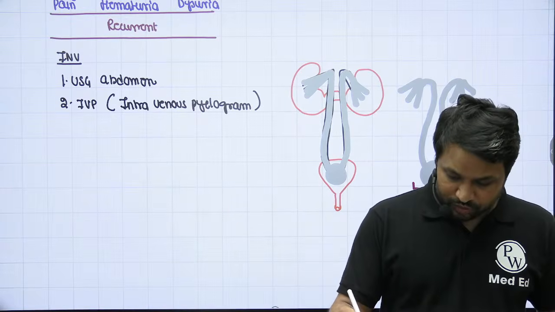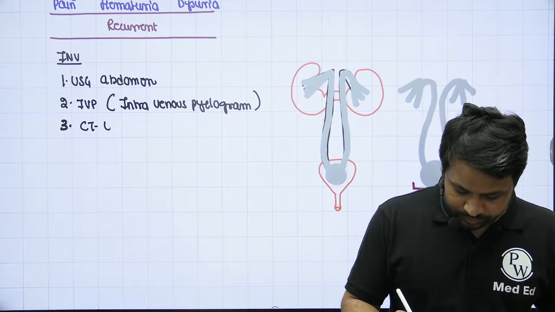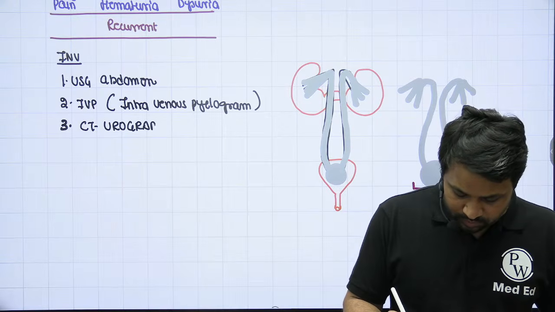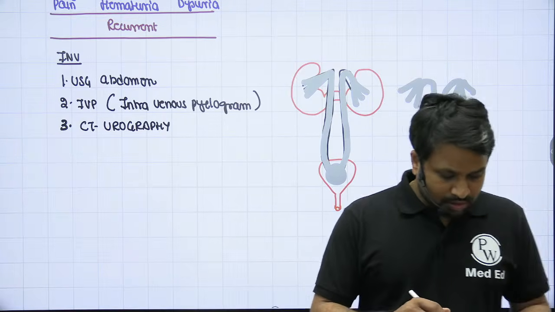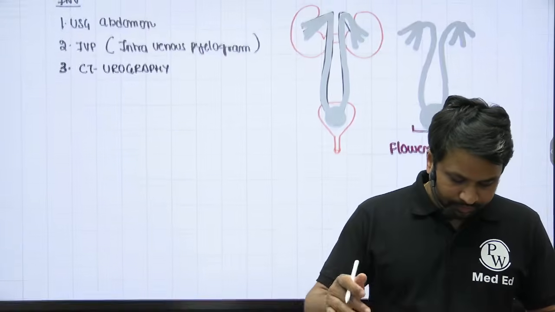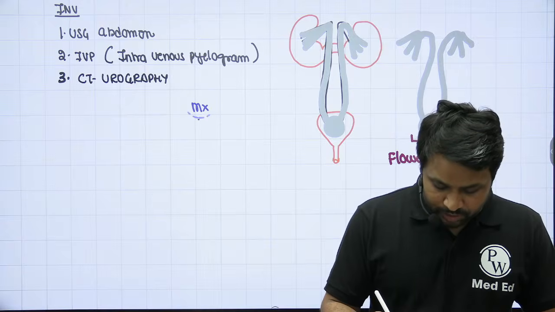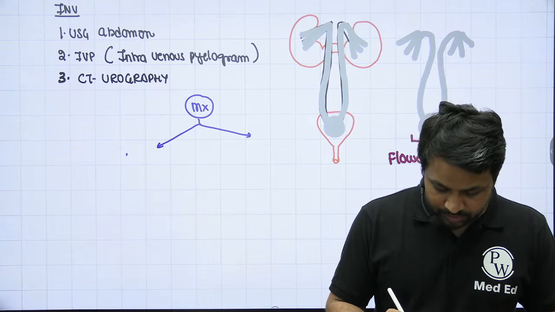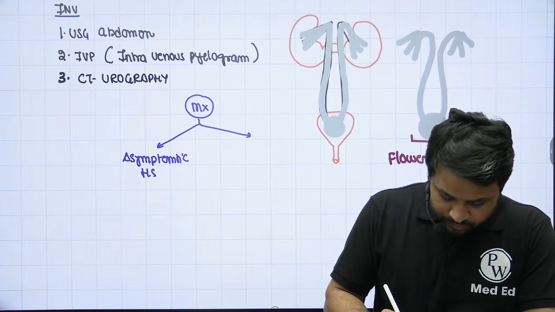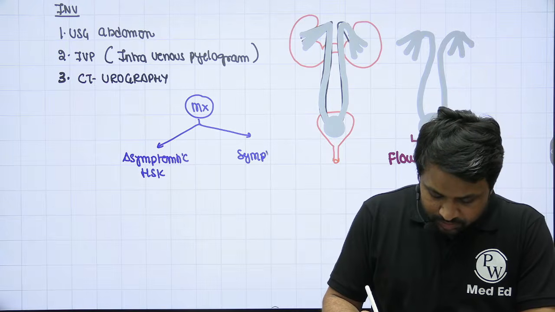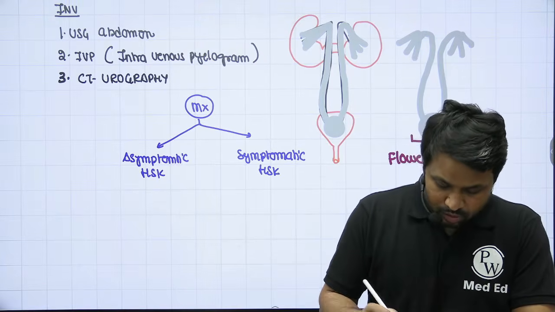But then if I have to confirm, remember the best investigation that you can do is a CT urography. Do a CT urography and confirm the patient is having a horseshoe kidney, right? Now once you have confirmed the patient is having a horseshoe kidney, then you should talk in terms of management. The management of horseshoe kidney depends on whether the patient is symptomatic or asymptomatic.